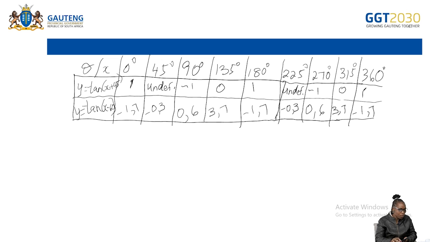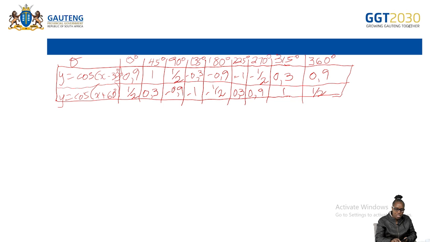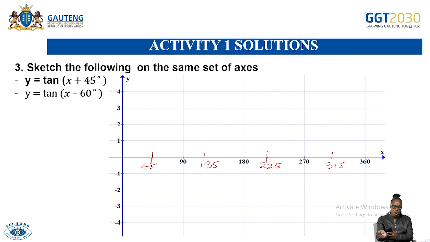Now it's time for me to do what? To plot the graph. I must plot the tan graph on the 45-45 interval. And remember, I have my first y equal to tan(x plus 45). Here is 0, my origin. So what will be the value when my x is 0? When my x is 0, y will be 1. It's going to be there.